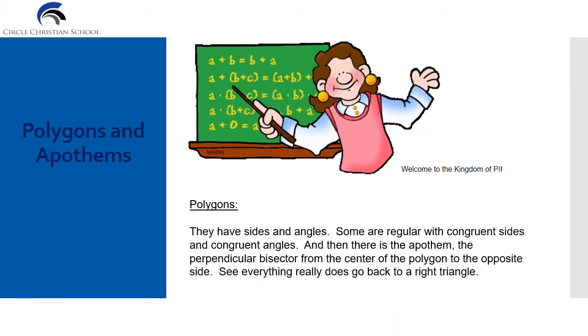Polygons and apothems. They have sides, they have angles. Some are regular with congruent sides and congruent angles. And then there is the apothem, the perpendicular bisector from the center of the polygon to the opposite side. See, everything really does go back to a right triangle.